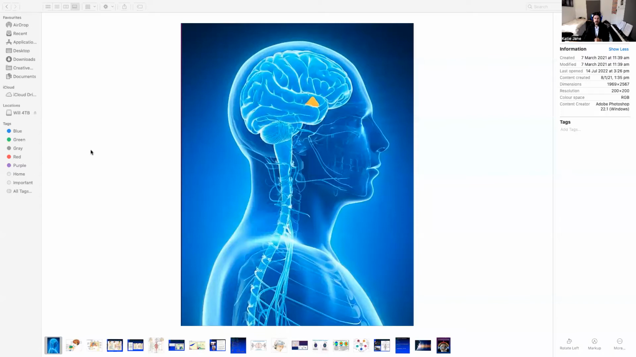So I'm just going to run through some slides. I'll share my screen. Here we go. And we can see here, obviously, the human brain. And within that, we see this yellow triangle, which represents the hypothalamus.